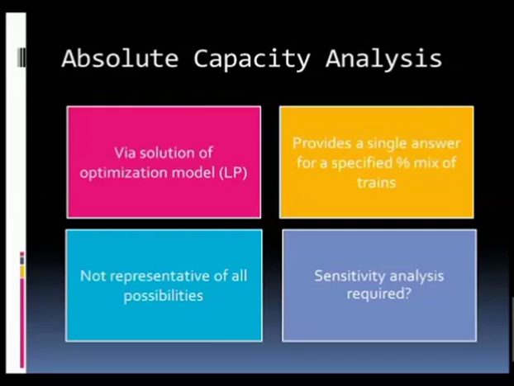You define some proportional mix of trains that you want to use the system. And given that proportional mix, the model will then tell you how many actual trains of each type can be put through the system.